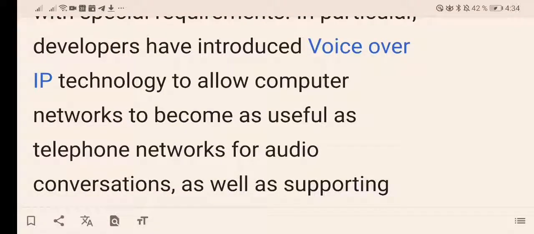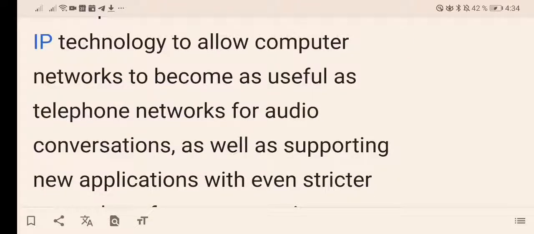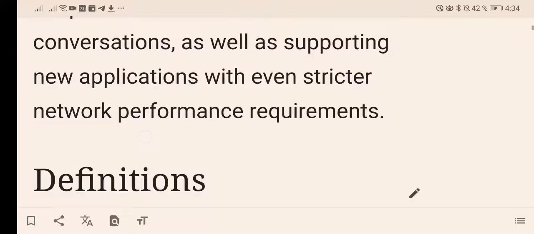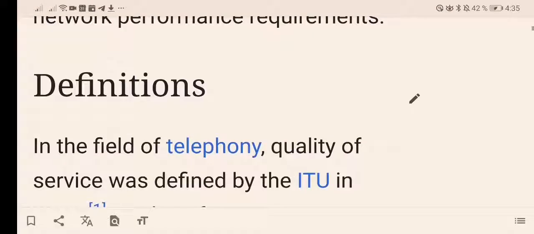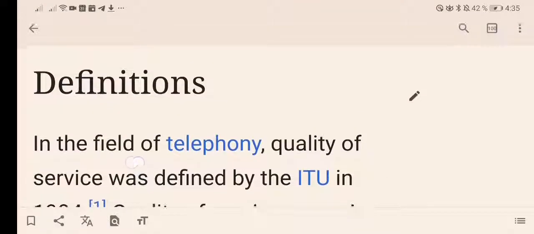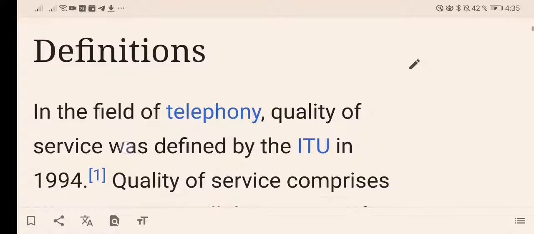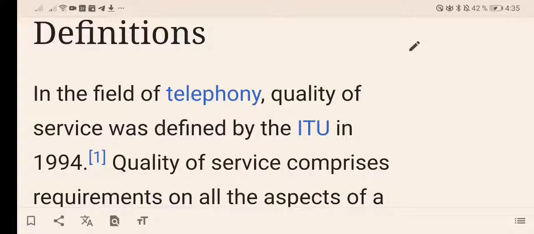In particular, developers have introduced voice over IP technology to allow computer networks to become useful as telephone networks for audio conversations, as well as supporting new applications with even stricter network performance requirements. So yeah, you can define policies for whatever information you believe is critical to your business. Basically, that's what it says.